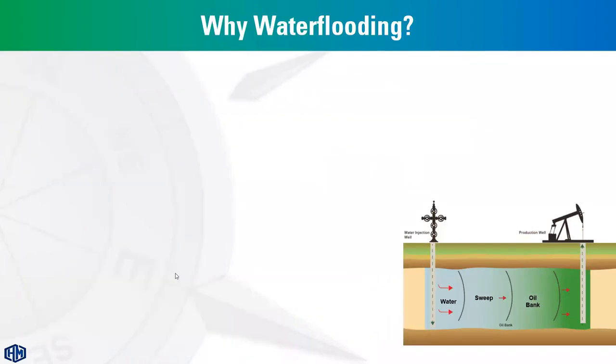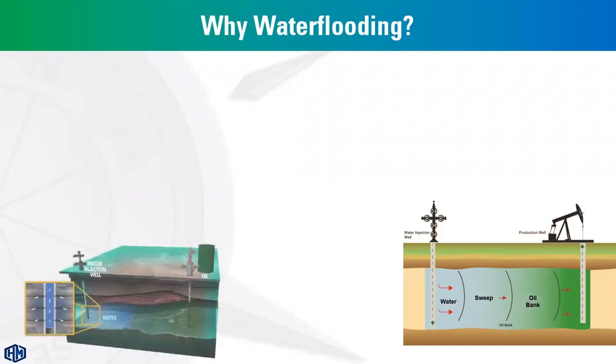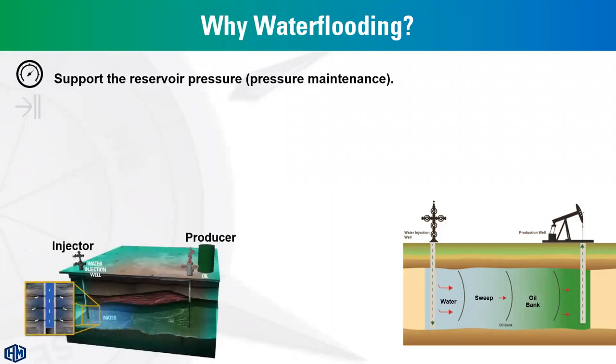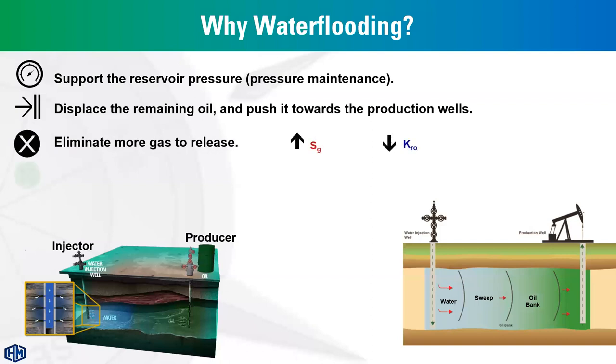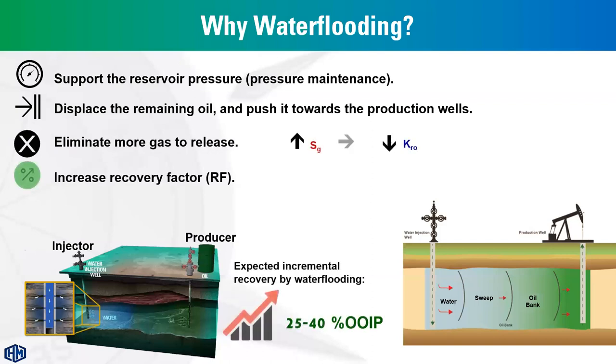For water flooding, the objective is to support the average reservoir pressure as pressure maintenance, and to displace or push the remaining oil towards the oil production wells. It also eliminates more gas being released from the liquid, avoiding further reduction in average reservoir pressure. So you will eliminate more release of the gas in solution, and finally increase the recovery factor.